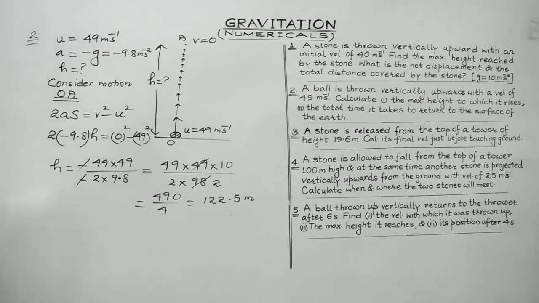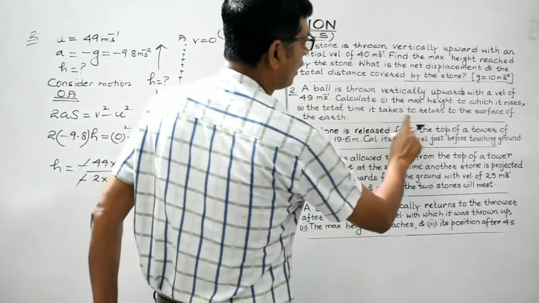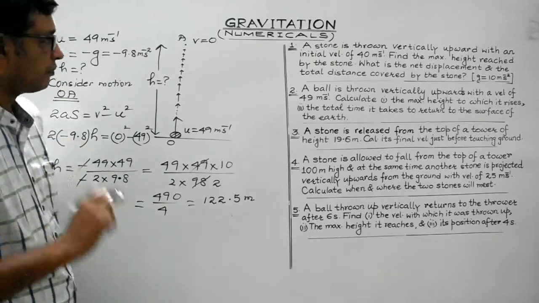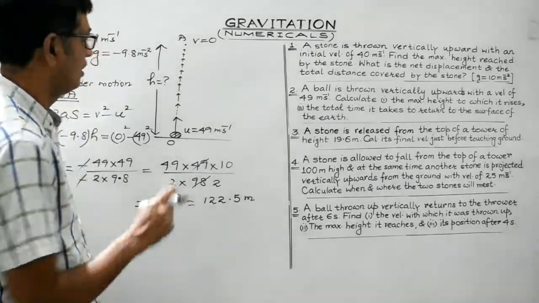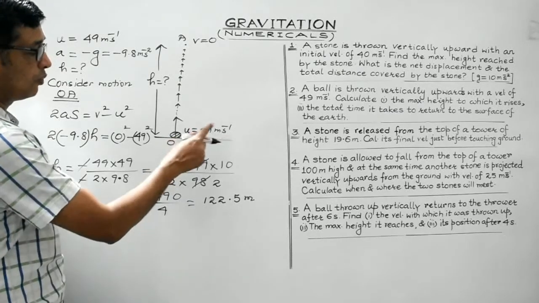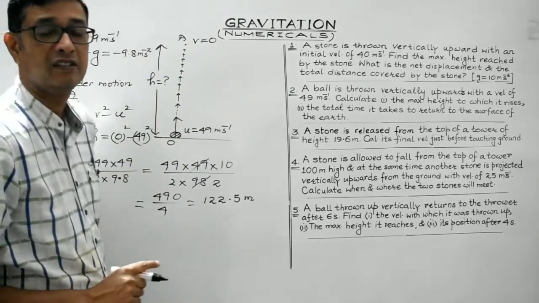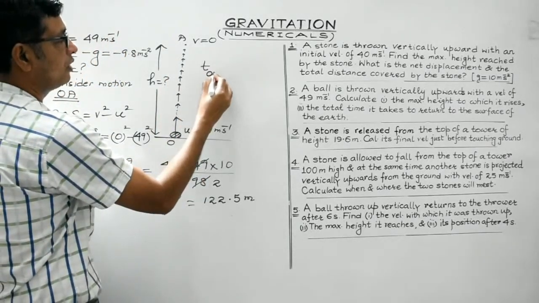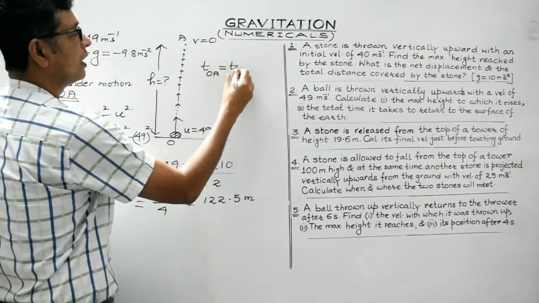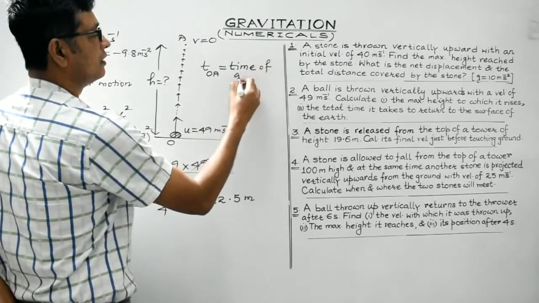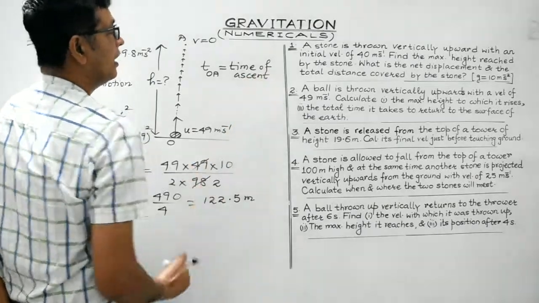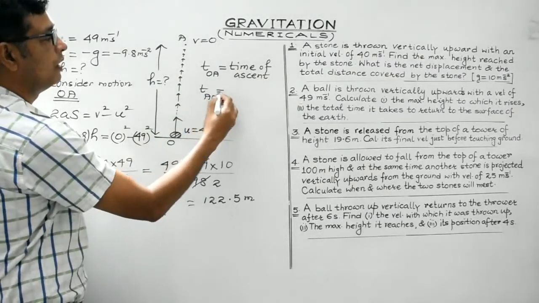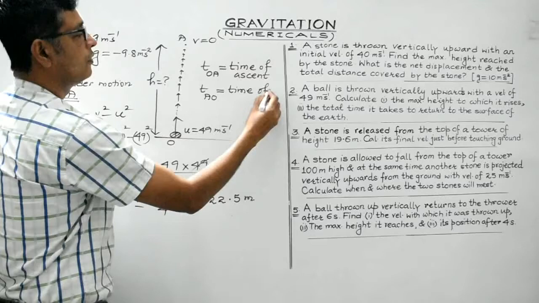Now let's consider the second part. We are supposed to find out the total time it takes to return to the surface of the earth. So what to do is, students, please note down this point. The time taken by the body or the ball to move from O to A is known as the time of ascent. O to A. Time taken by the body to move from O to A, it is known as time of ascent. And the time taken by the body to come back from A to O is known as time of descent.